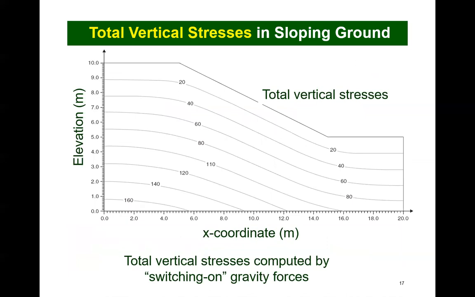Under sloping ground conditions, total vertical stress states can be computed by switching on the gravity force through the use of the unit weight of the soil. The complete stress state is computed for every point in the continuum. All components of the total stress state can be plotted and contoured. This slide simply shows the contours of the vertical total stresses calculated.